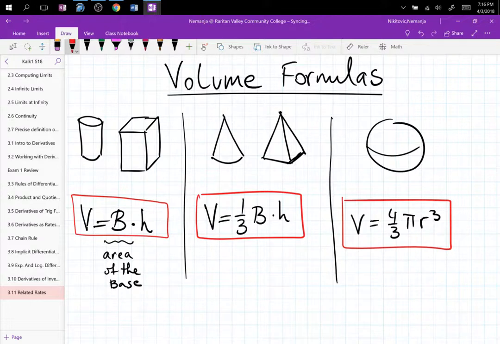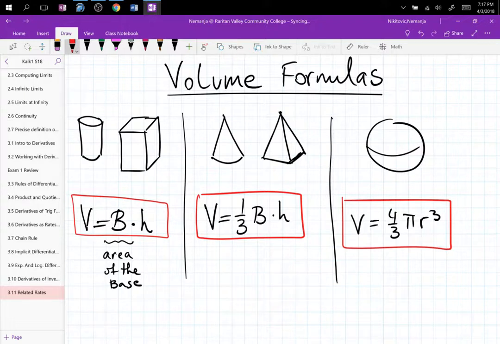So what was the cone? I had the cone in our previous problem. The cone formula was 1/3 the area of the base, pi r squared, times the height of the cone. So go back in your notes and look at the formula. I don't keep these formulas for each separate shape memorized.